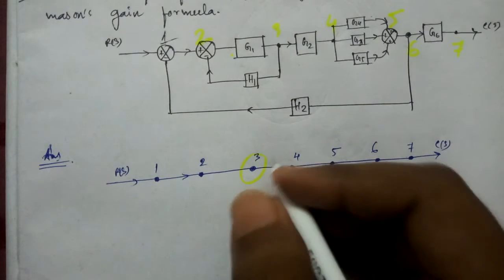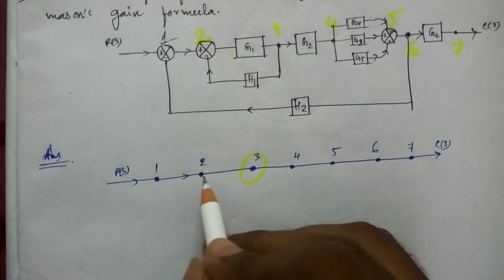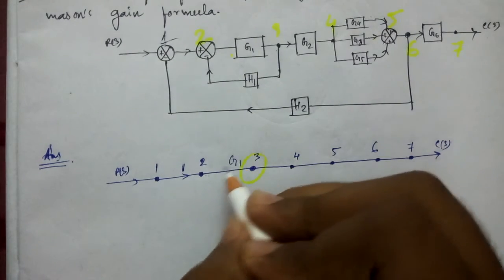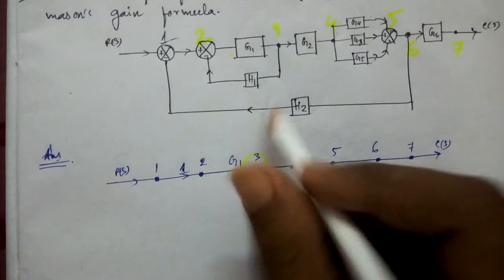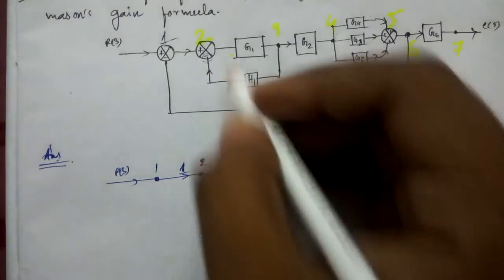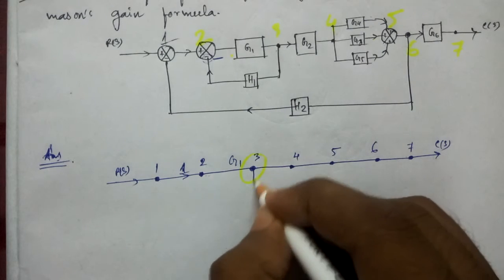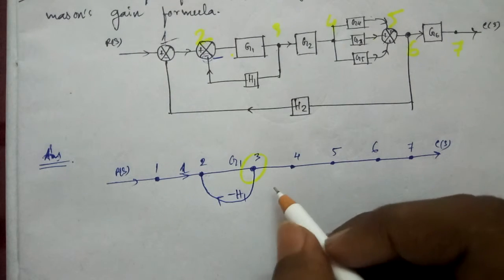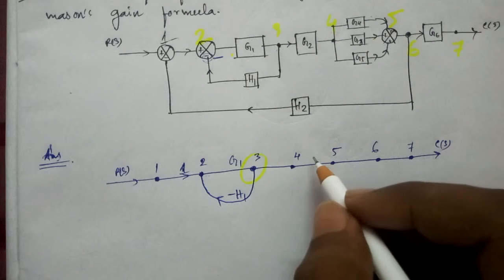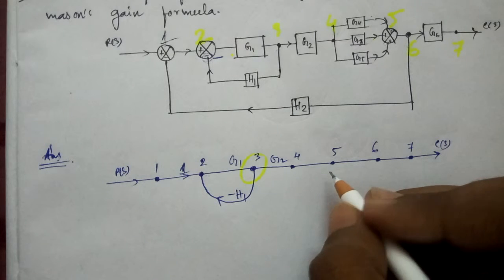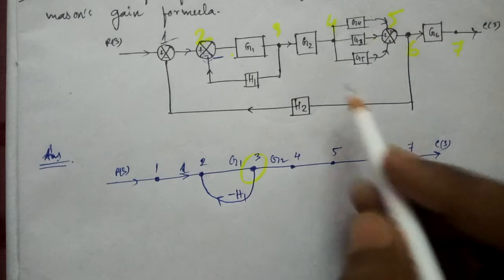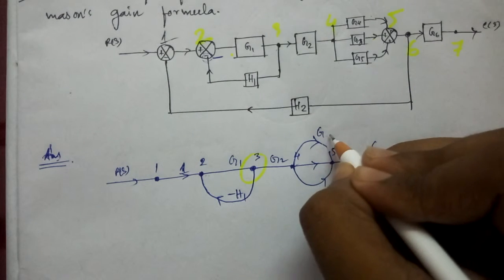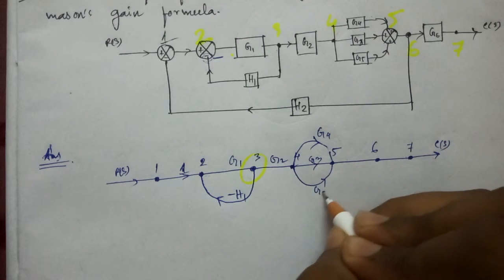Now I have to draw the complete signal flow graph. Between 1 and 2 the gain is 1, and between 2 and 3 I have to take G1 as the gain. I find a feedback, and it is negative feedback, hence I have to take the feedback like this. As it is a negative feedback, it will be minus H1. From 3 to 4 there is G2. From 4 to 5 there are actually 3 paths. The gain of the first path is G4, this is G3, and this is G5.